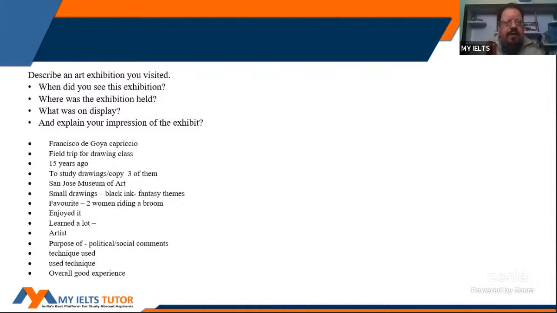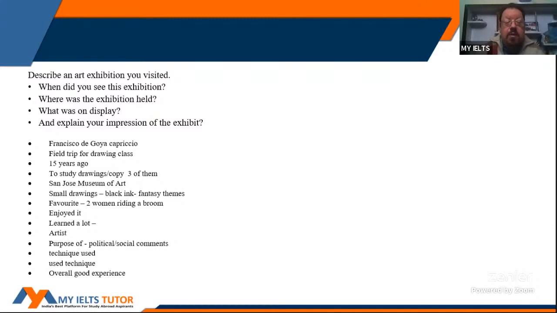So if you look here, Francisco de Goya Capriccio, well, that's the artist. The Capriccio was what this series of work was called. It was basically black and white drawings, small drawings. It was a field trip for a drawing class. And then it occurred 15 years ago. And then it was there to study the drawings, see how the artist did them, and then to pick three drawings and copy them. It was at the San Jose Museum of Art.